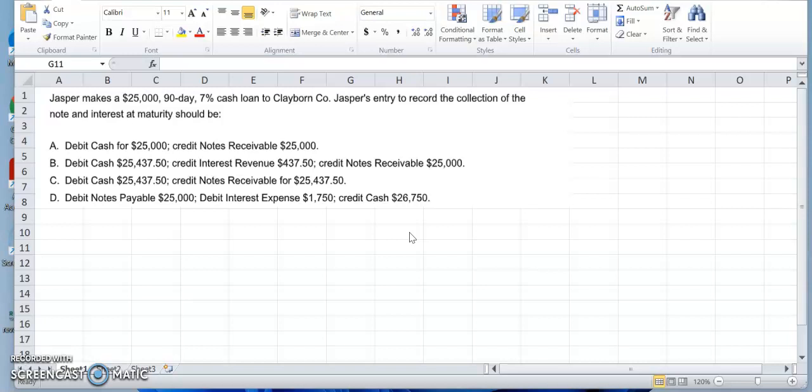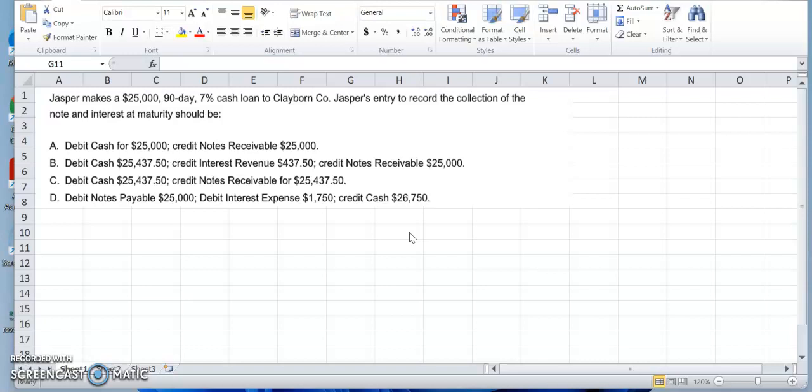Now, let's see. Debit cash, $25,437.50. Credit interest revenue, $437.50. Credit notes receivable, $25,000. Debit cash for C, $25,437.50. Credit notes receivable for $25,437.50. Now, I just told you there has to be interest involved in this problem. So there's going to have to be some interest revenue somewhere. So we know C is not going to be the right answer. B is going to be the right answer.